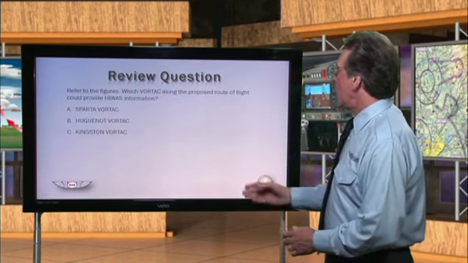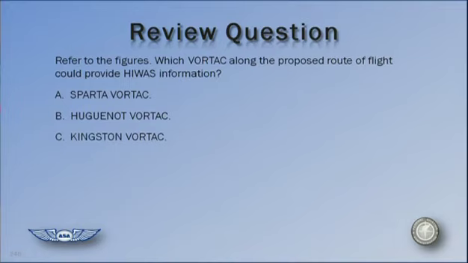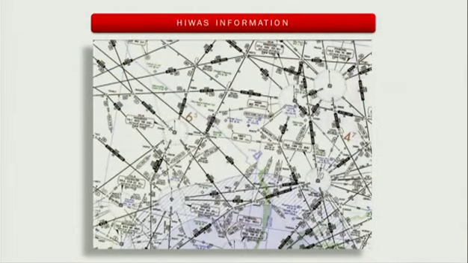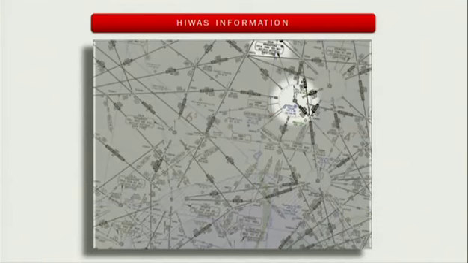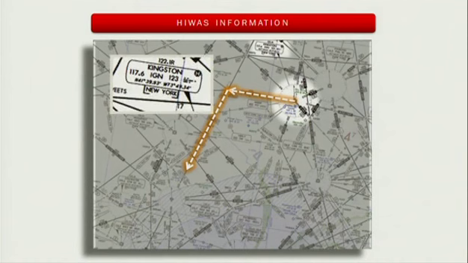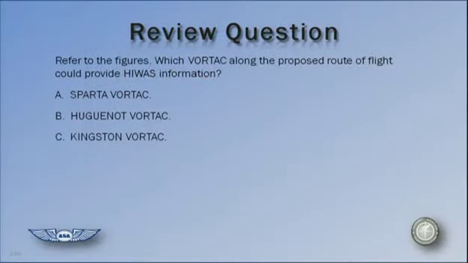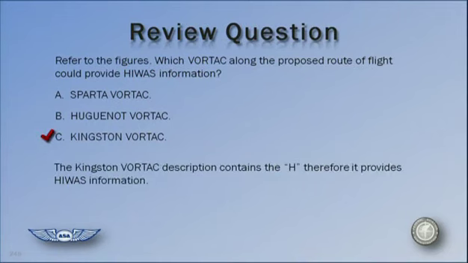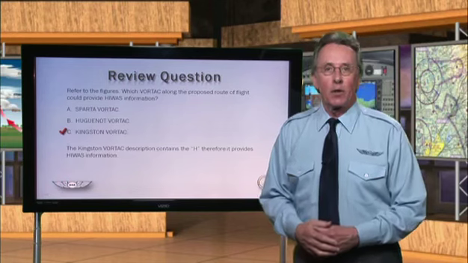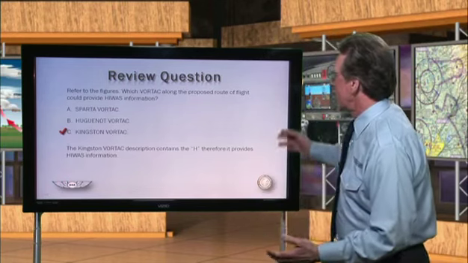All right, taking a look at another question. Referring to figures again, which VORTAC along the proposed route of flight could provide HIWAS information? So we have to look at our figures again to find out which of these VORTACs will provide us with HIWAS. Well, there's Kingston up here. We have our flight path. Zoom in on that Kingston. We see an H in the upper right-hand corner there that indicates HIWAS capability. So we go back to our question, which is it? C is the correct answer. The Kingston VORTAC description contains the H, therefore it provides HIWAS information.